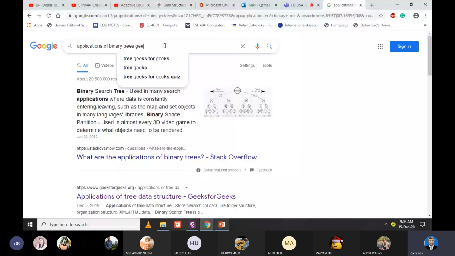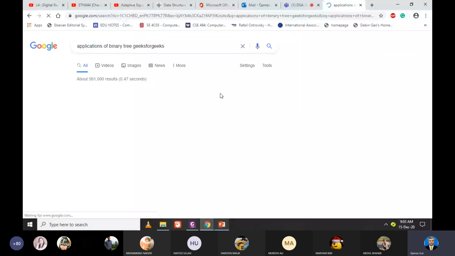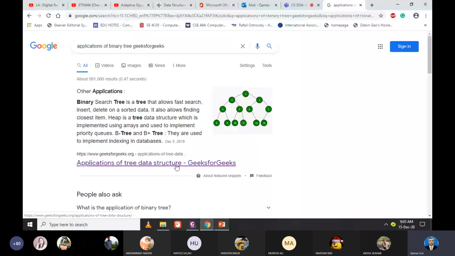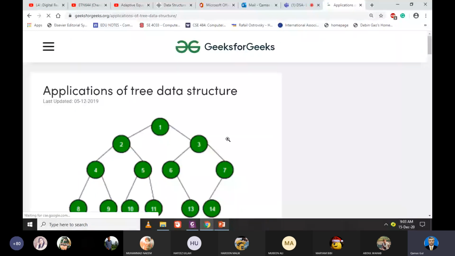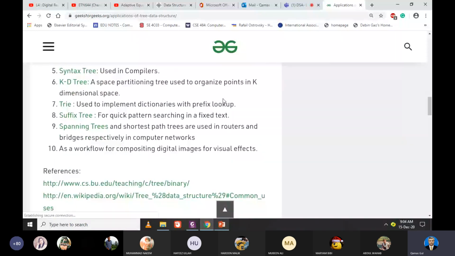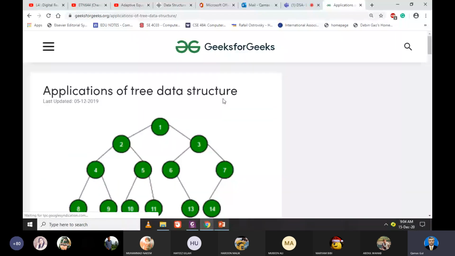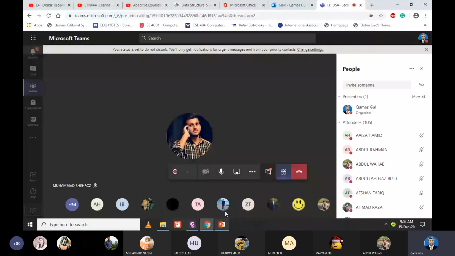These binary trees are not just being utilized for searches. However, they have other purposes as well. And these are the various applications of binary search trees. You can study this article from the following website, Geeks for Geeks. So if you have any question related to this part of the lecture, you can ask.